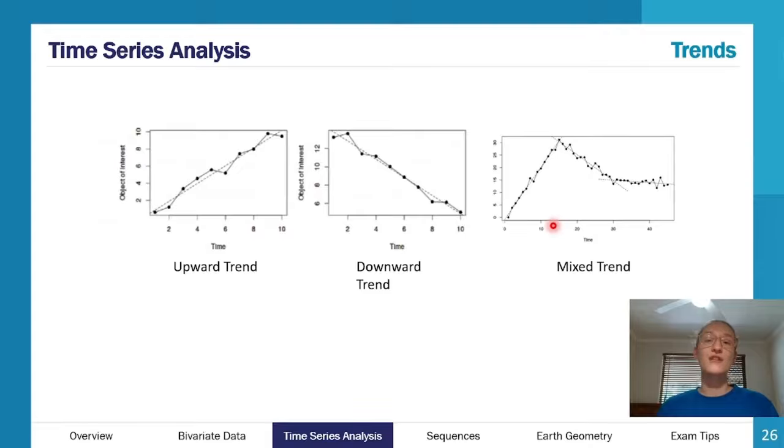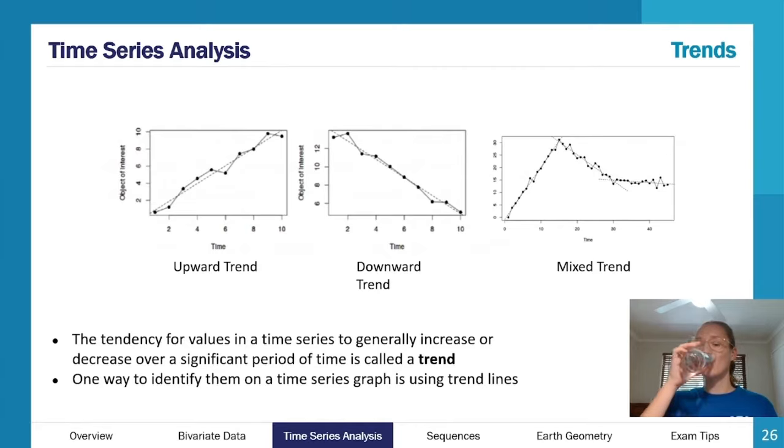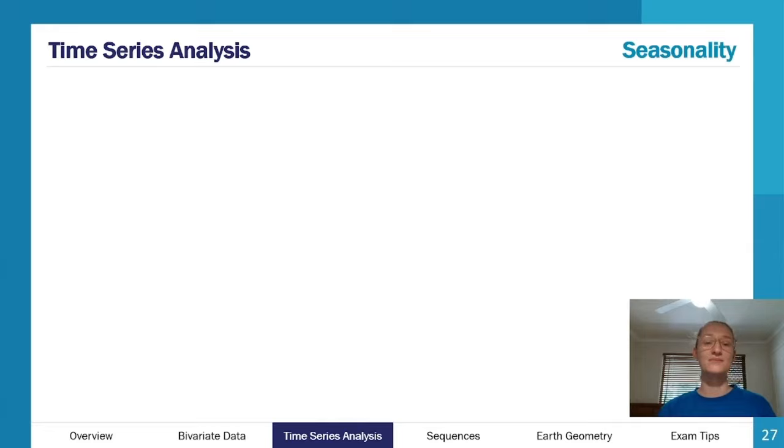The third one I'll draw your attention to is the fact that we can also have mixed trends. So it might go up for a time period, down steeply for a time period, and then level out by a time period. And you can also reflect that using multiple trend lines. So that's something to keep in mind as well. So again, that's what a trend is. And we can use trend lines to identify them, like we've done in these examples here.